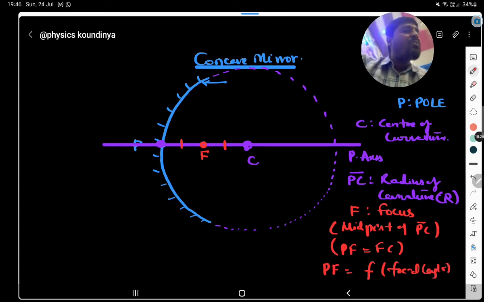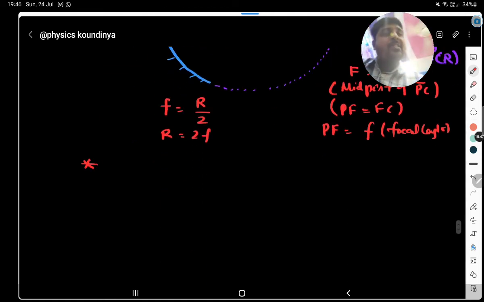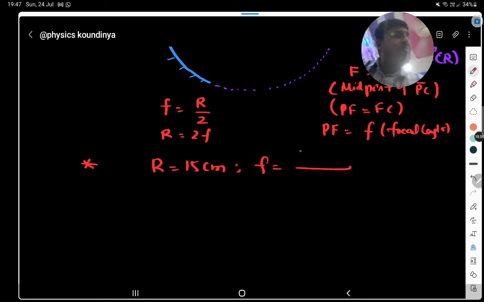So what is called as focal length of the mirror? The distance between pole to focus is called as focal length of the mirror, which is the half of radius of curvature. That's why we can write F is equal to R over 2, or we can write R is equal to 2F. That means if it is given that there is a spherical mirror whose radius is equal to 15 centimeters, then what is the value of F? F is exactly the half of radius of curvature, which is equal to 7.5 centimeters.